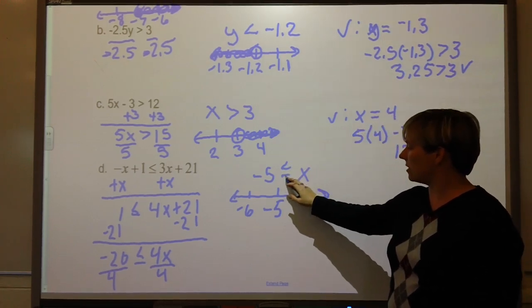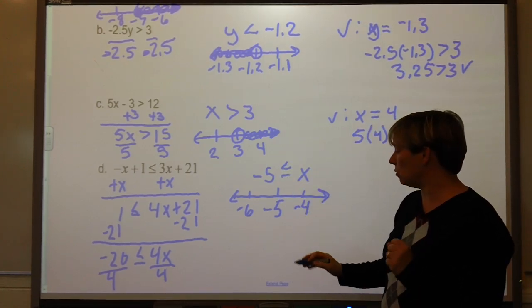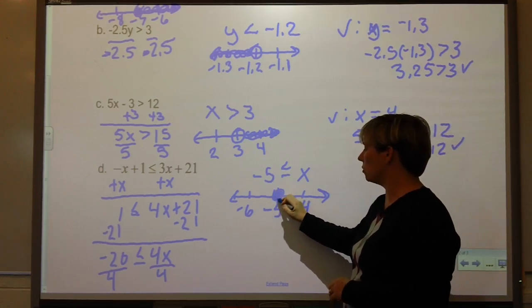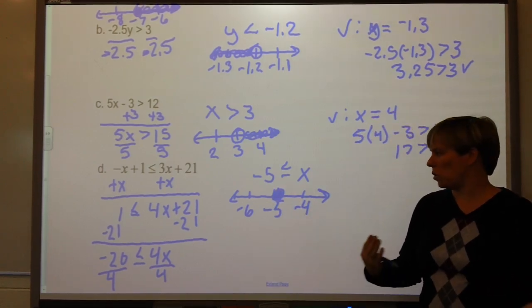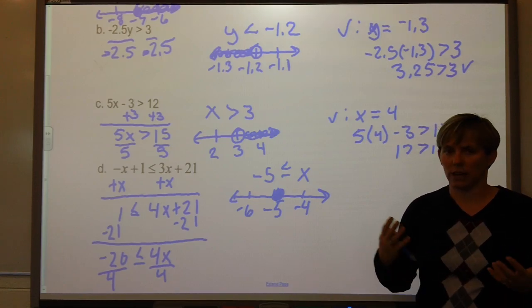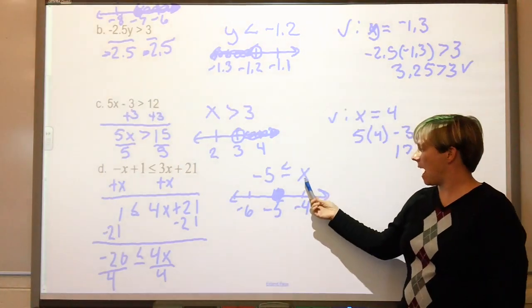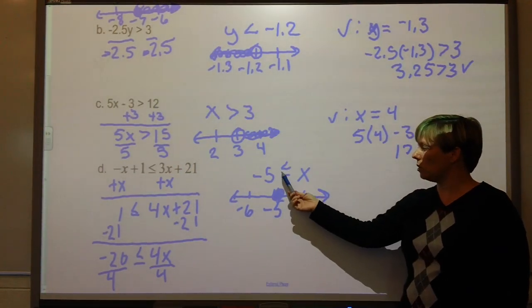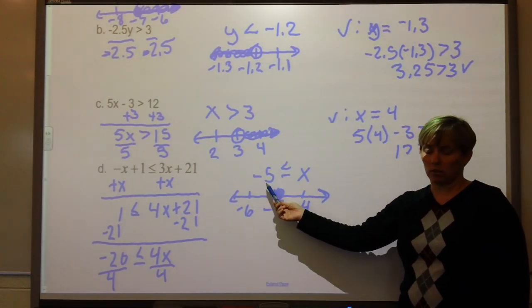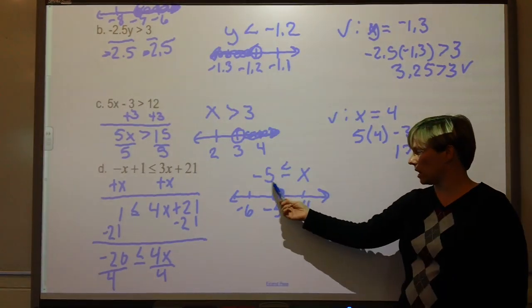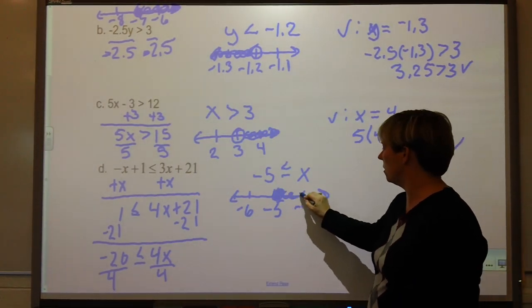I know because I have a less than or equal to symbol that I want to include that negative 5 in my answer, so I have a closed circle. Now I'm not sure, which should I shade, negative 6 or negative 4? Start from your variable and read the inequality. X is greater than or equal to negative 5. Well, if x is greater than or equal to negative 5, I'm talking about this side.